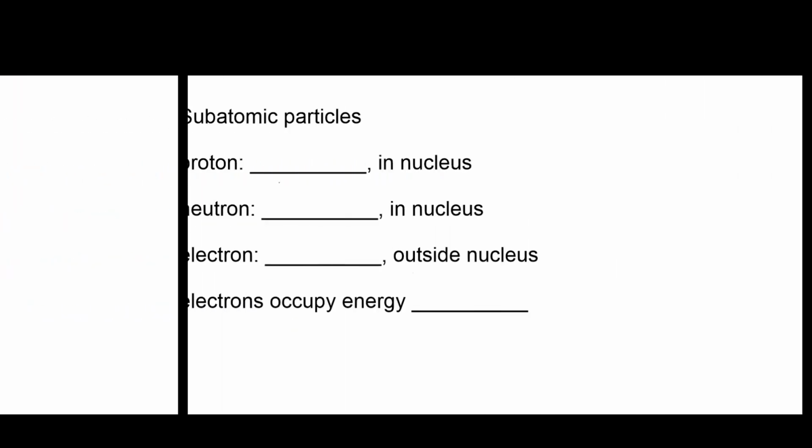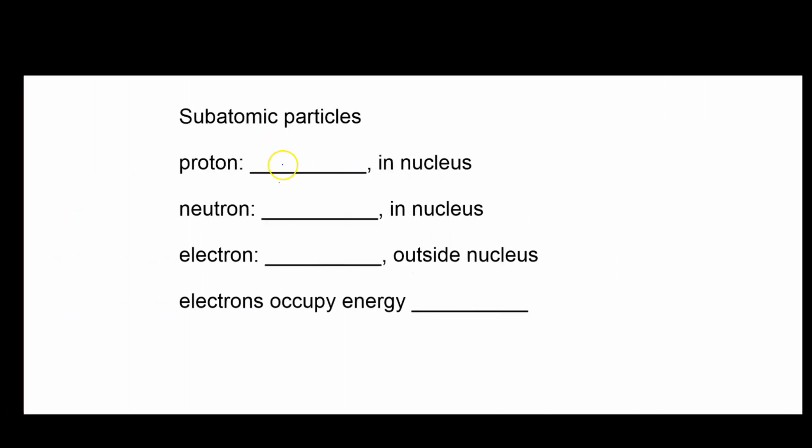There are three main subatomic particles. Protons are positively charged and are found in the nucleus. Neutrons have no charge, so they are neutral and are also found in the nucleus. Electrons are negatively charged and are found outside the nucleus. At A level, we usually say that electrons occupy energy levels around the nucleus, although at simpler levels, these are often called shells.